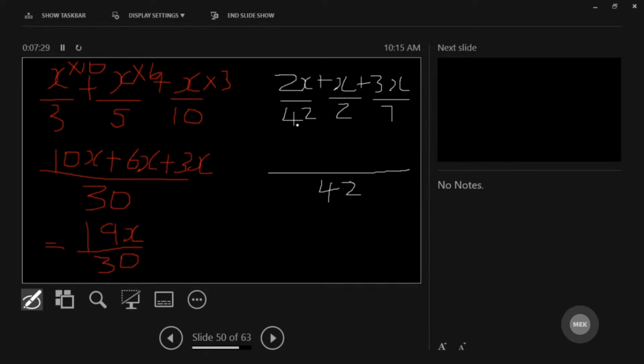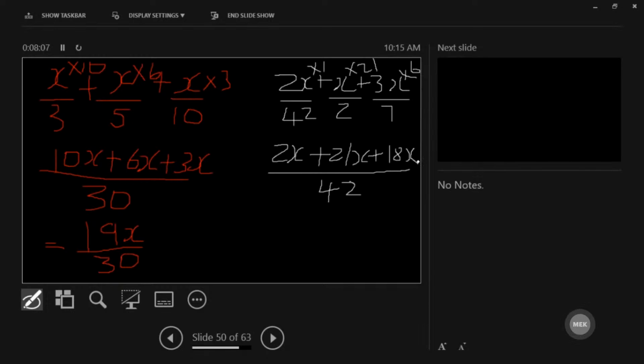So now we're going to divide each of the denominators into the LCM, right? So 42 goes into 42 one time. 2x times 1 is 2x. 2 goes into 42 21 times. x times 21 is 21x. And 7 goes into 42 6 times. And 6 times 3x is 18x.